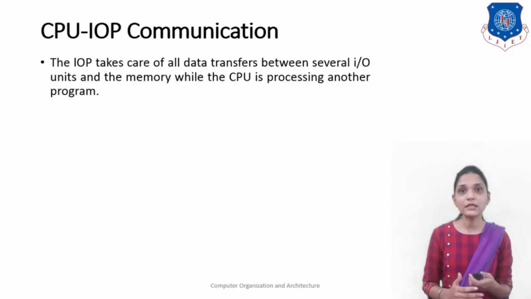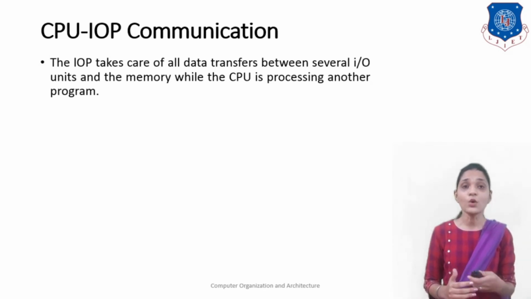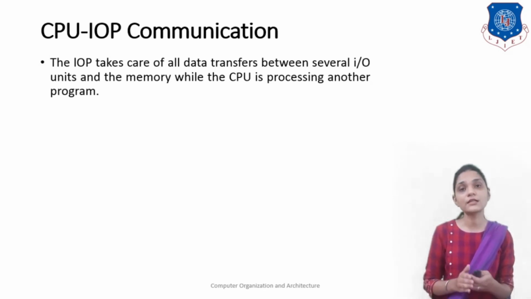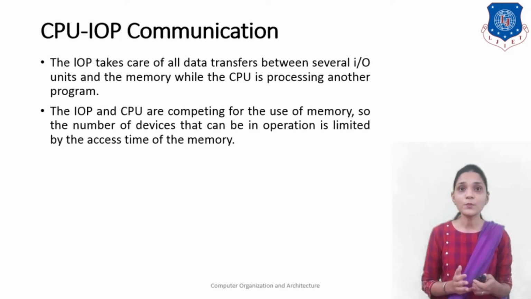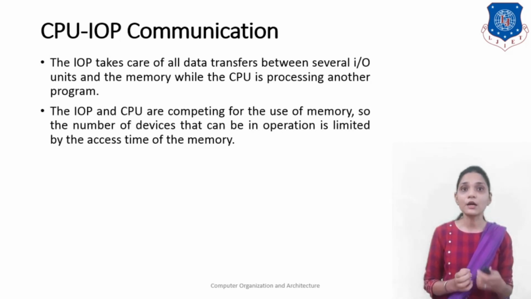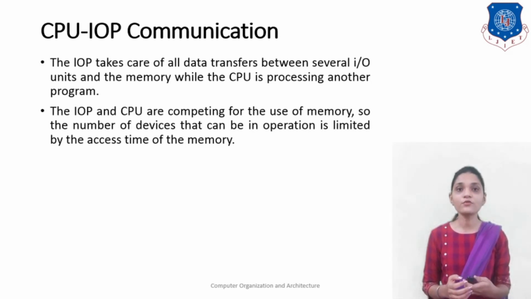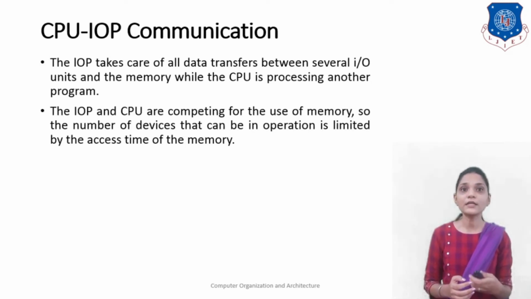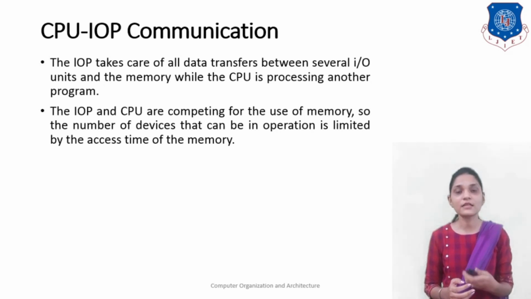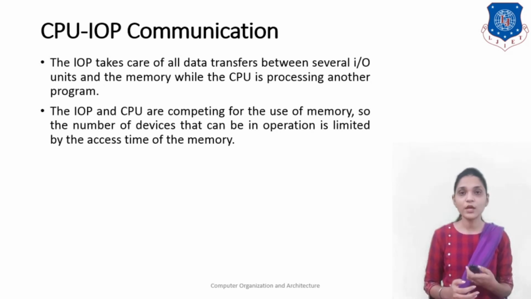Another thing we have to take care of is that this IOP takes care of all the data transfer between the several IO units and the memory while the CPU is processing other programs. The IOP and CPU are competing for the use of the memory, so the number of devices that can be operating is limited by the access time of the memory. So you can use this IOP processor for transferring the data.